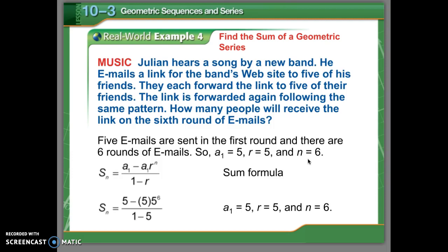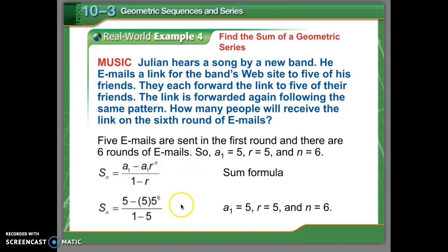So we are going to be using the first version of the formula because we know the first term, a1, and we know n. So the sum formula says that we take the first term minus the first term times the ratio to the n power, and we divide by 1 minus r.